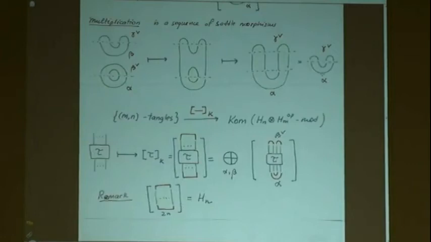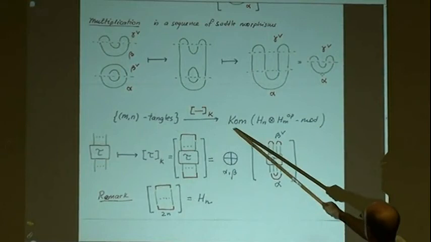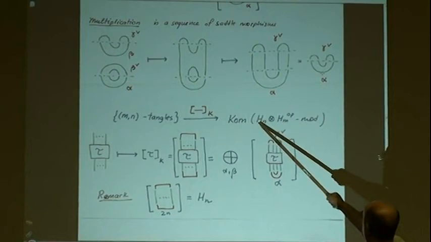So, an F, oh, I should say 2M2N tangle. Sorry, that's a typo. 2M2N tangle. He turns them into complexes up to homotopy of H bimodules. So here is what he does.